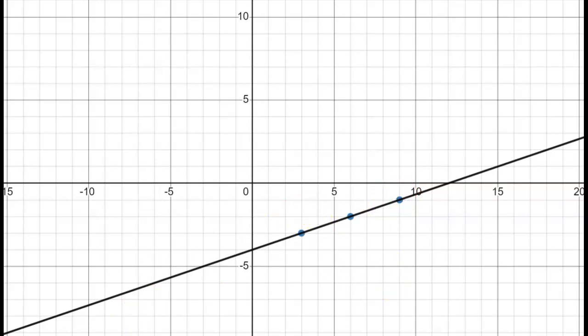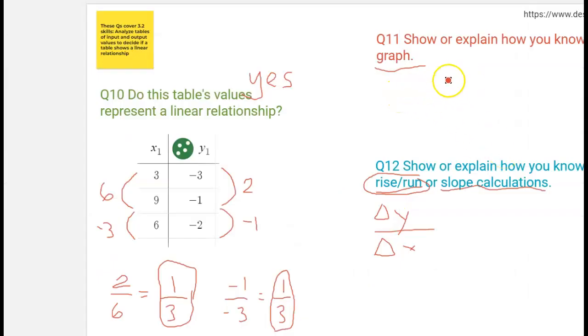So you could screenshot this and paste it right here. This is where your picture could go, showing your line going through the points. So you can put your picture there.